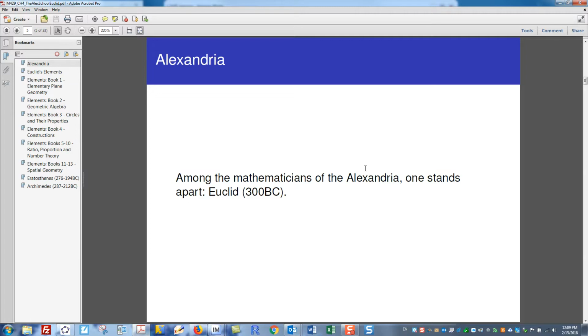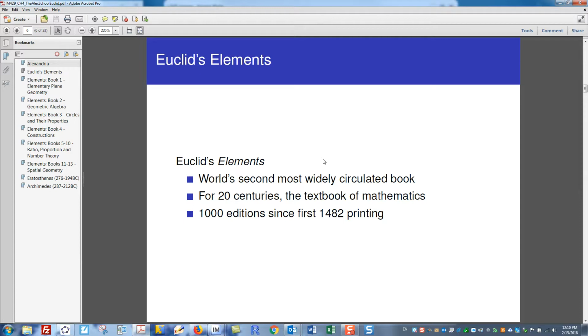Among the mathematicians of Alexandria, one stands apart, and that is Euclid, who lived around 300 BC. The reason Euclid is so influential is that he is the author of the Elements, which is the world's second most widely circulated book in the history of the world. For 20 centuries, it was the textbook for mathematics. And since its first printing in 1482, there have been over 1,000 editions.